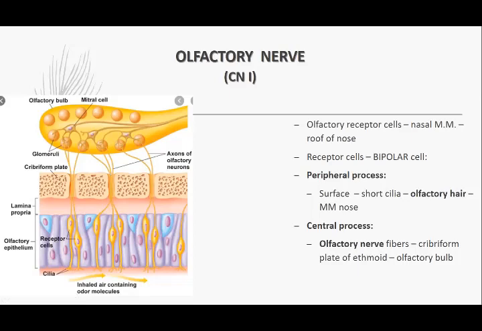And after emerging from the upper surface of the cribriform plate, these axons of the olfactory nerve fibers, basically they are axons of bipolar cells. Their axons make up the olfactory nerve, and this olfactory nerve then goes and relays in this structure which is called the olfactory bulb.